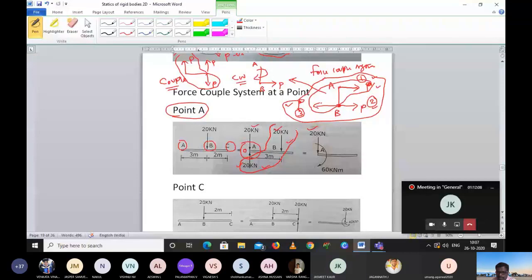Please take a note of it. Force into distance: 60. So the force value is 20 and the distance is 3. With respect to A, there is a force couple. Are you getting it? Yes, sir.